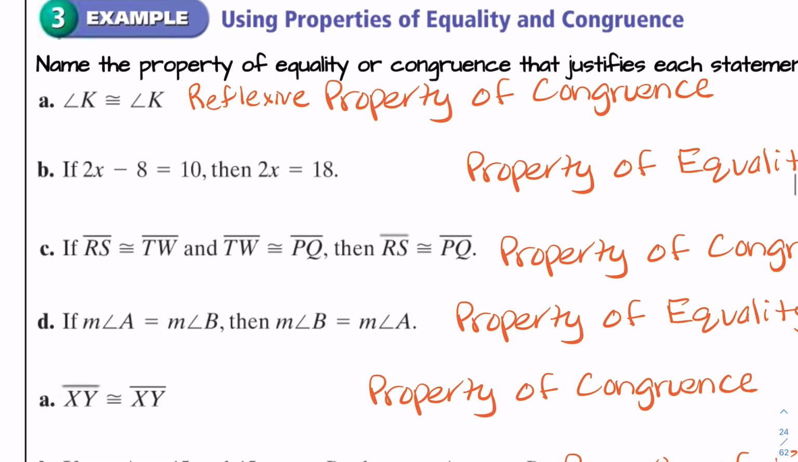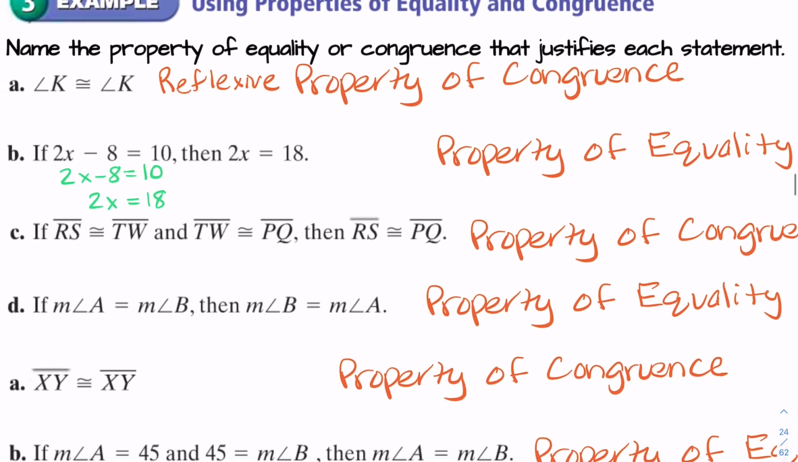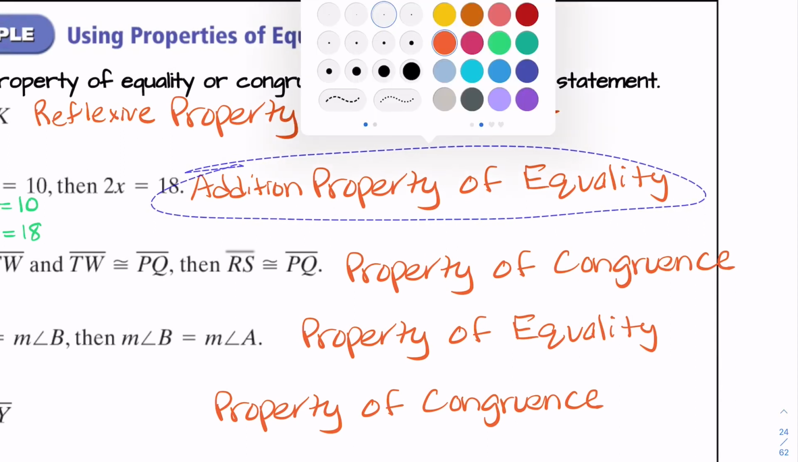The next one, if 2x minus 8 equals 10, then 2x equals 18. Well, what did I do? I went from 2x minus 8 equals 10 to the next line was 2x equals 18. It appears I added 8 to both sides, so it's the addition property of equality. And I'm going to change this color.